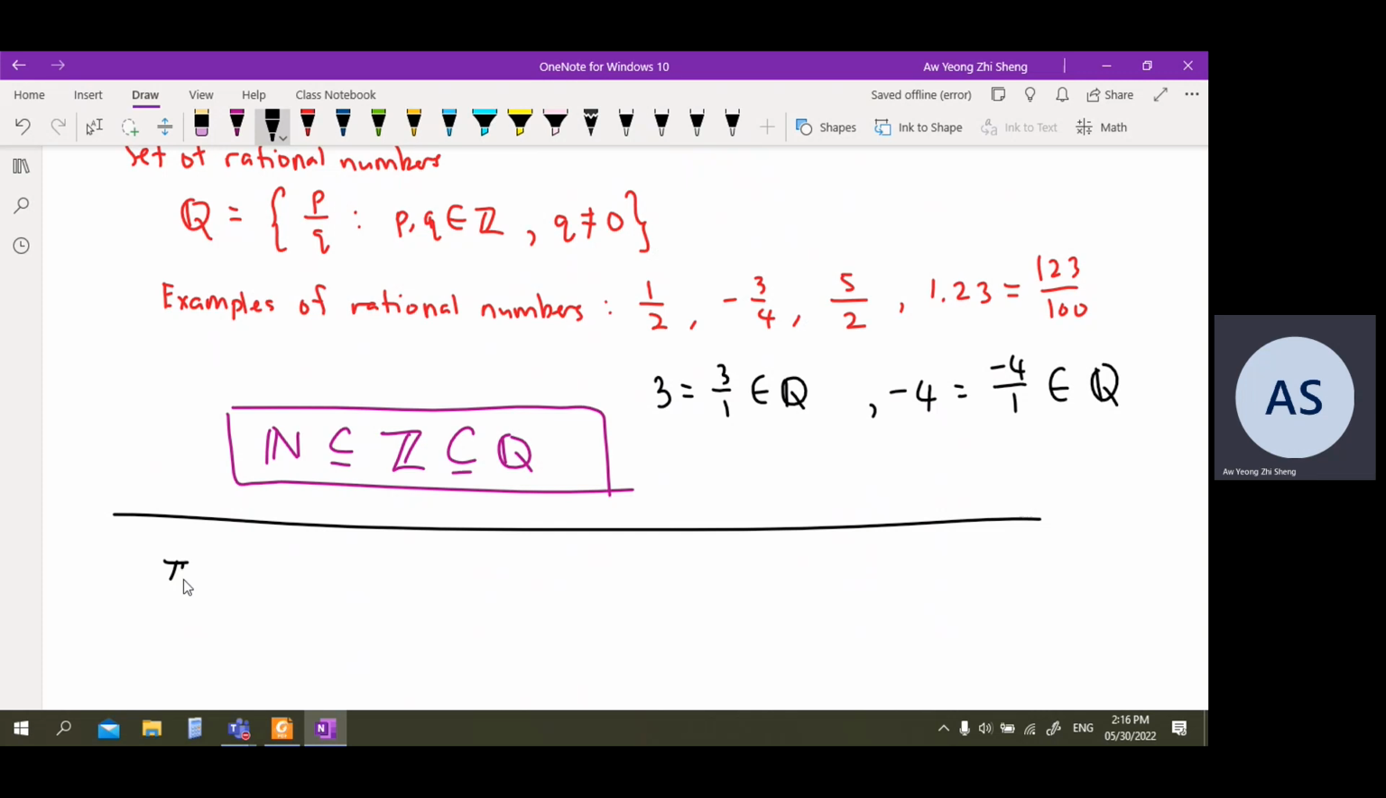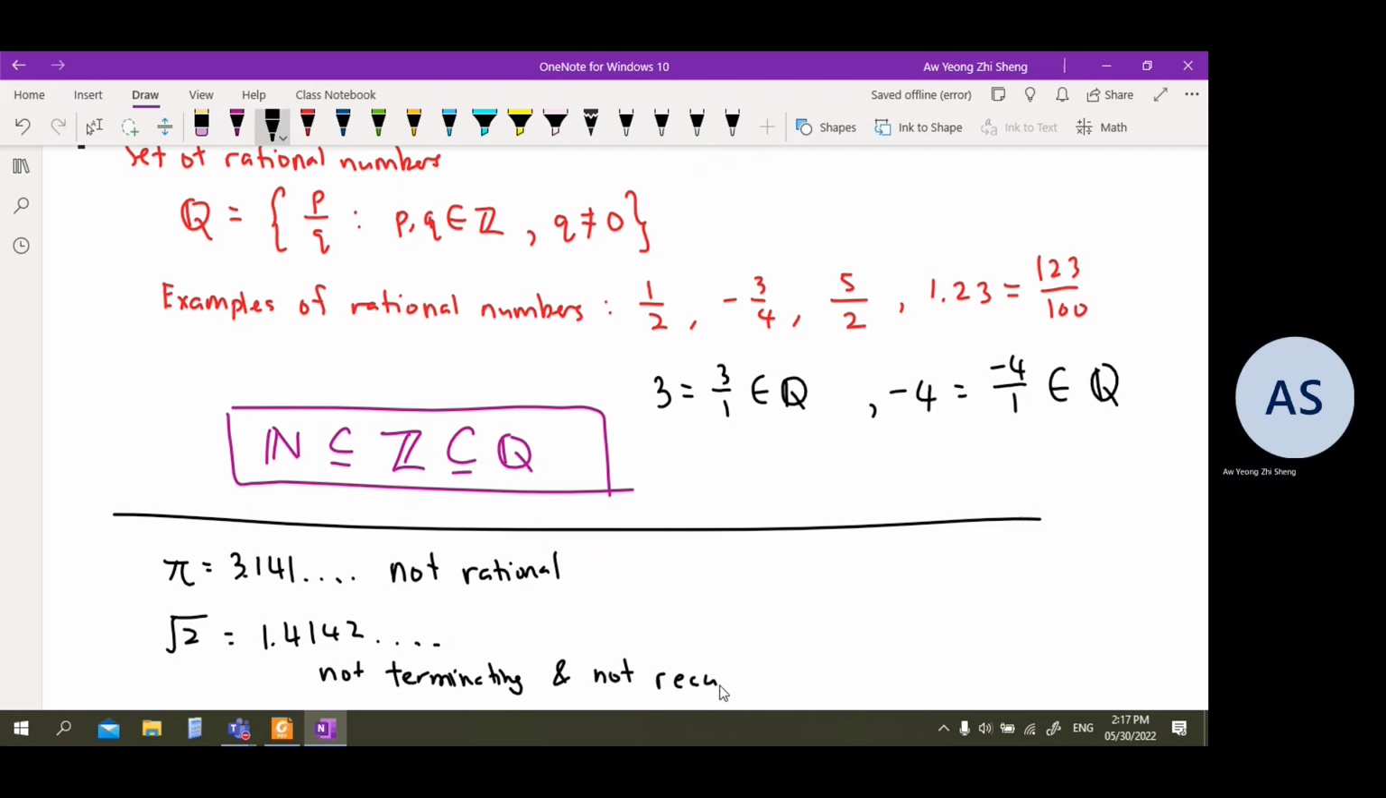For example, the number pi, which is 3.141 something. So this number is not rational. Square root of 2, for example, you have 1.4142 and so on. This decimal value is not terminating. It is not terminating. And it is also not recurring. And so a decimal value that is not terminating and not recurring is not a rational number. And we learned this before in chapter 0 very early in the semester. So this is also not rational.